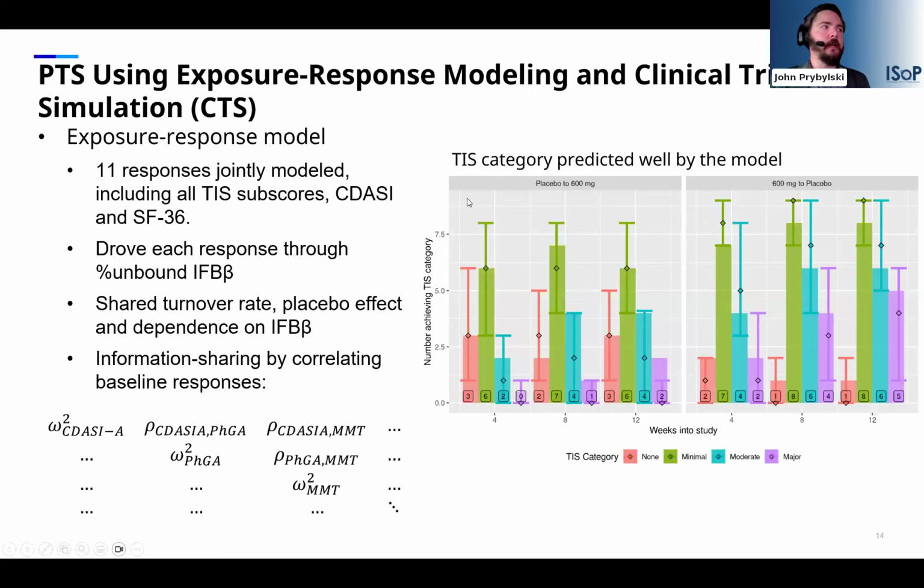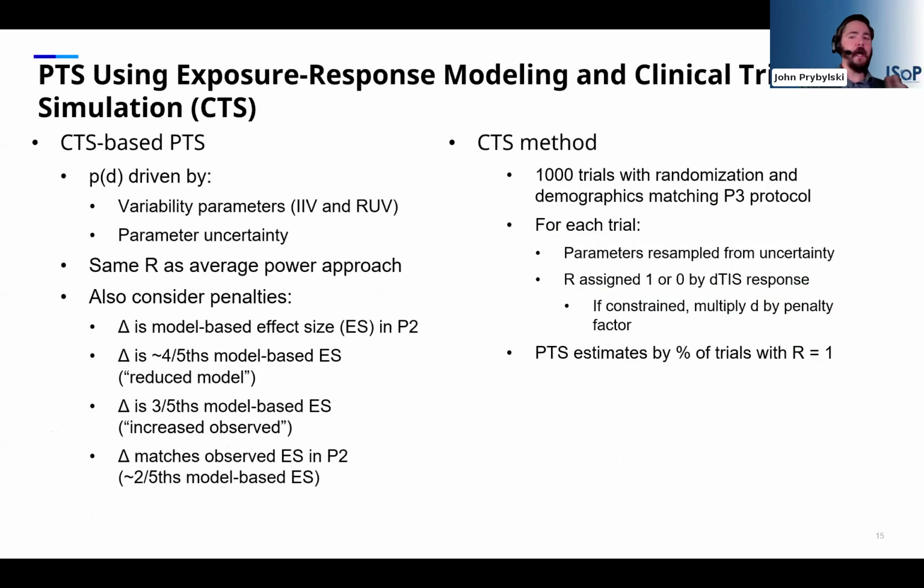So the methodology that was used here was a little bit different, although same theoretical basis as what Min described, using clinical trial simulation, which is not necessarily new. It's been done before in the literature, but just to walk through how we did it. So for the clinical trial based PTS, that probability distribution of an effect size was driven by the random effects variability parameters. In the model, it was just inter-individual variability and residual variability, and then parameter uncertainty. So the actual uncertainty around the best fit parameters in the model.